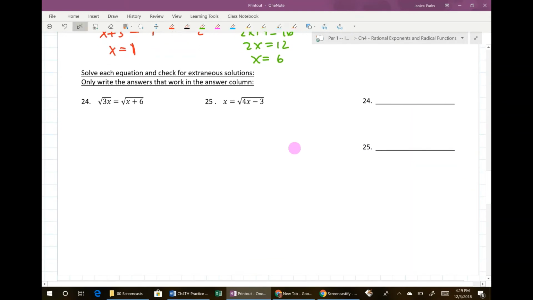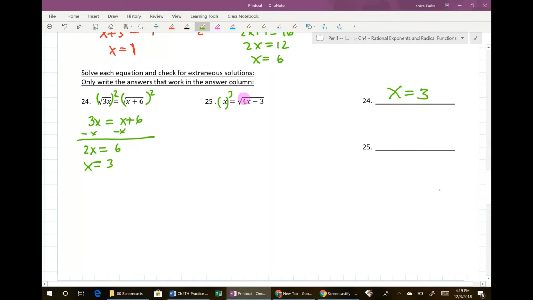For number 24, we're going to square each side. So you're going to get 3x is equal to x plus 6. Subtract x, 2x equals 6, x is equal to 3. Again, if you plug that back in, you'll see that 3 works as a solution.